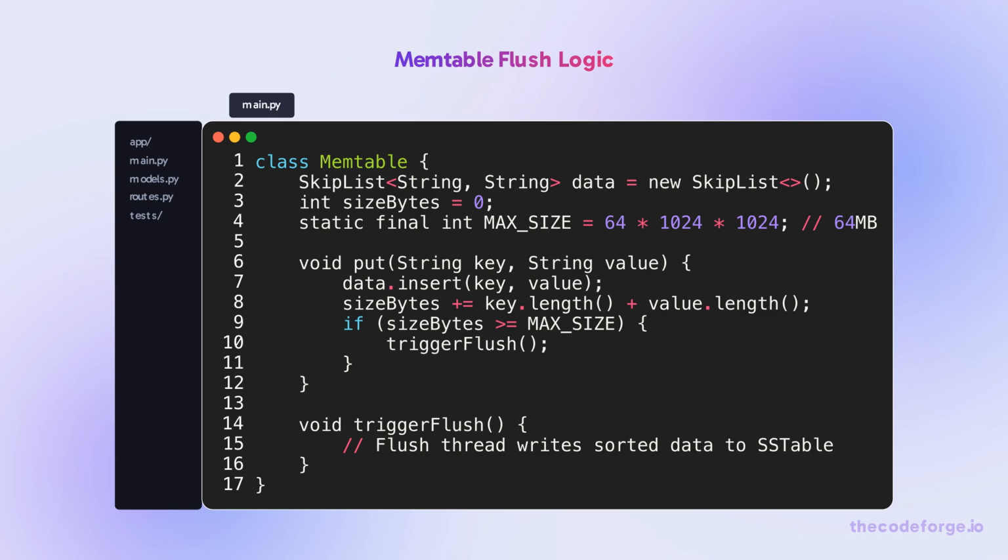Here's a simplified Memtable flush logic similar to RocksDB. The put method inserts into a skip list and tracks size. When the size exceeds the threshold, it triggers a flush. The flush thread writes the sorted data to an SSTable as a sequential write.